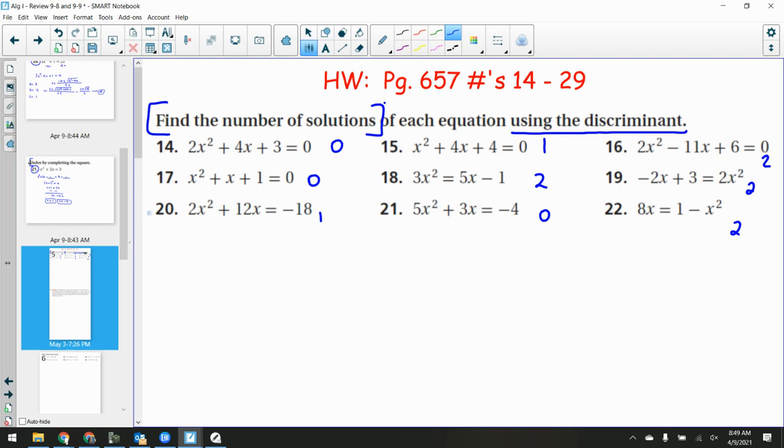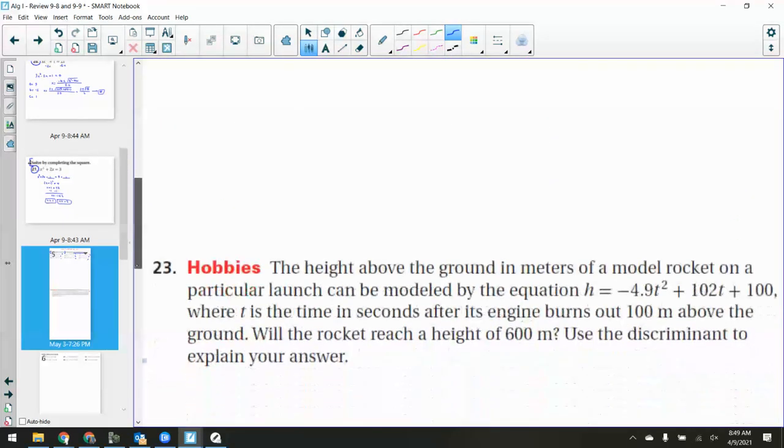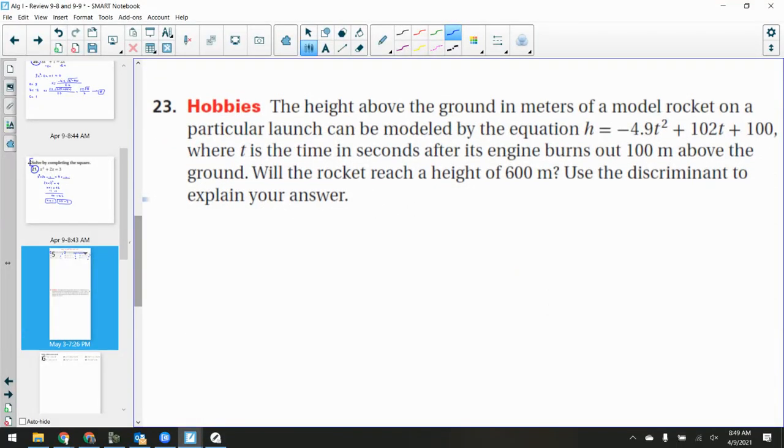Okay, now let's look at the word problem here. The height above ground in meters of a model rocket on a particular launch can be modeled by this equation: -4.9 t squared plus 102 t plus 100, where t is the time in seconds after the engine burns out 100 meters above the ground. Will the rocket reach a height of 600 meters?